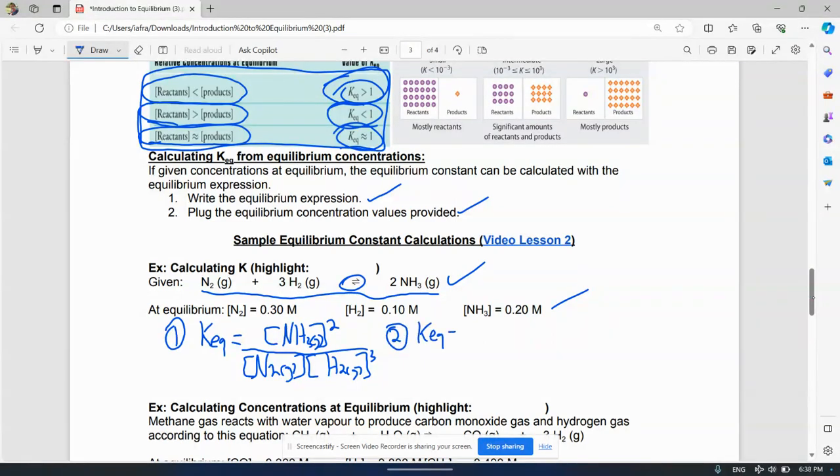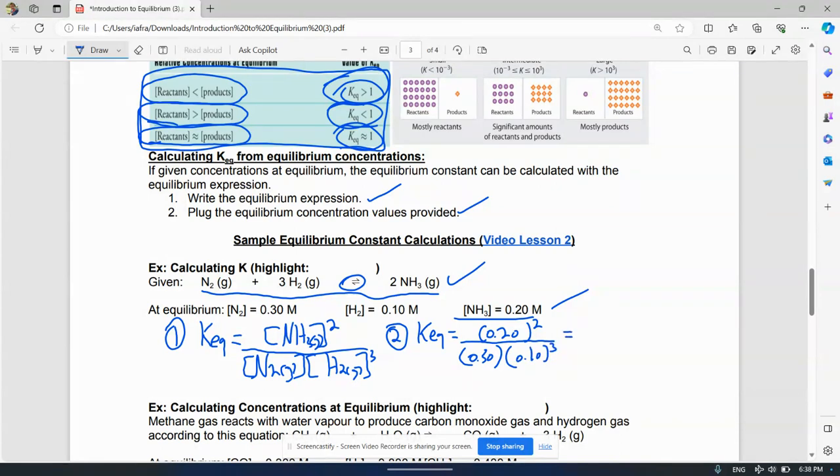So KEQ is equal to 0.30 squared over, oops, I chose those numbers without looking properly. You got to be careful. So NH3 is here, 0.20 squared over, so N2 is 0.30 to the power of just 1. And then H2 is 0.10 cubed.